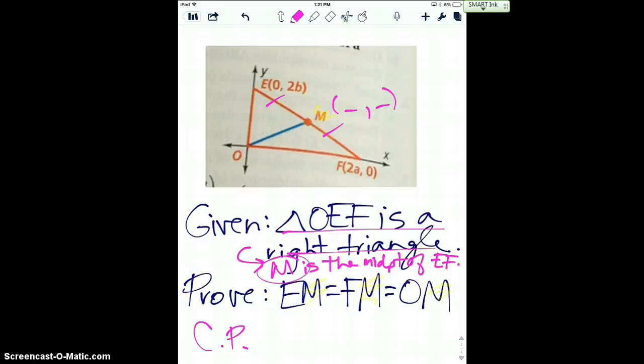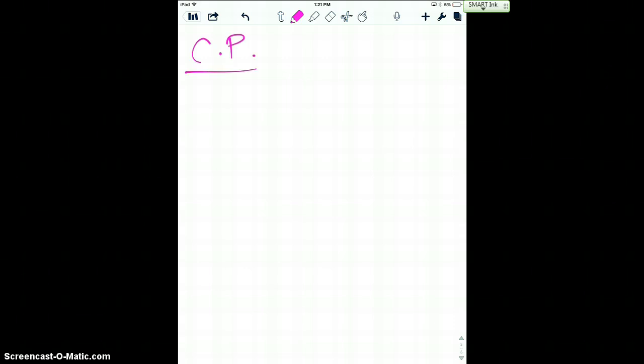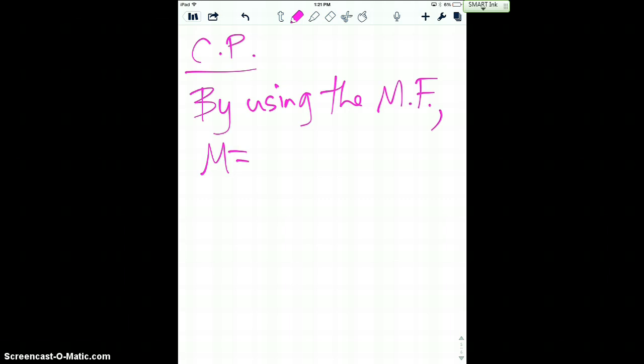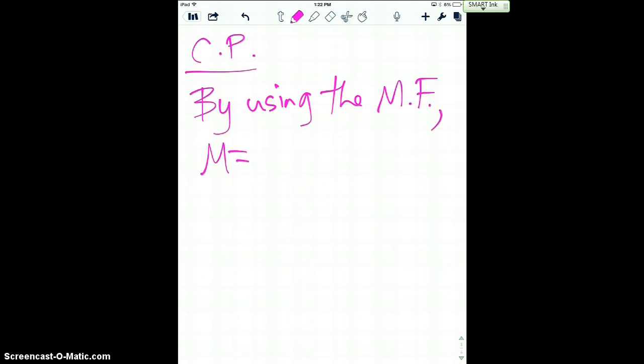So I would take my x coordinates. So I'm going to say using, now do I have room here? No. So I'll go on to another page. Coordinate proof. Starting it. By using the midpoint formula, M is going to equal, and then I'm going to take my x coordinates and add them together. So I'm going to look back. My x coordinates were 2a and 0, and I'm going to add those together. 2a plus 0, and divide them by 2. That's how I get my x coordinate.